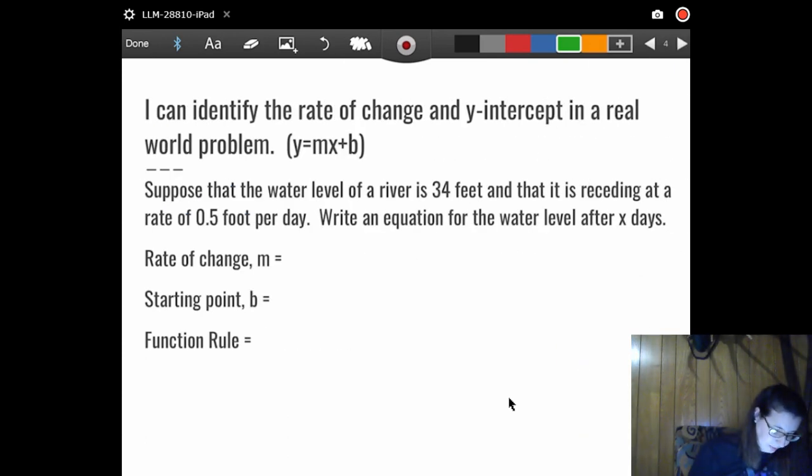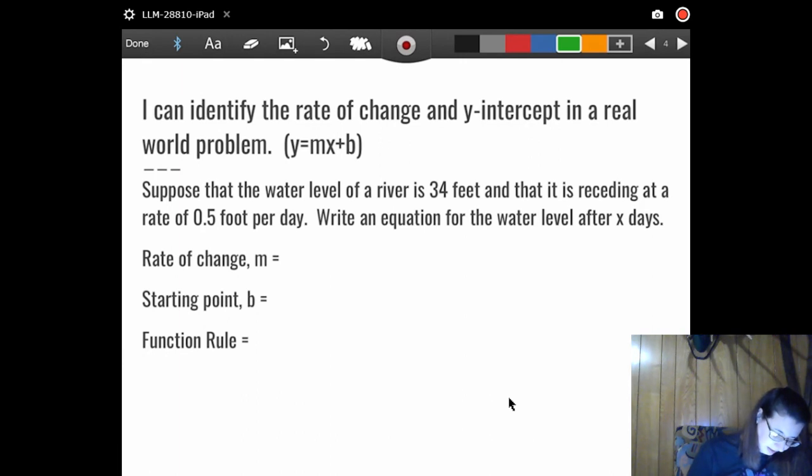Suppose that the water level of a river is 34 feet and that it is receding at a rate of 0.5 foot per day. Write an equation of the water level after x days. So the first thing I'm going to do is I'm going to say, where is each or per or every? There is no each or per or every with my 34 feet, so I'm going to see rate of 0.5 foot per day. There's my x. That means that my m is going to be 0.5 feet.